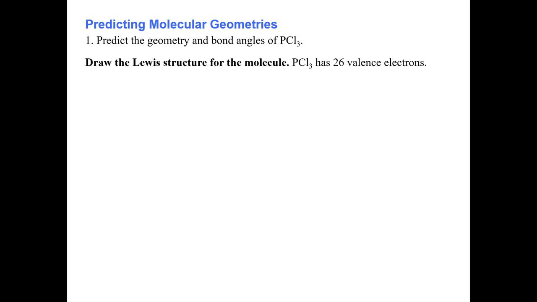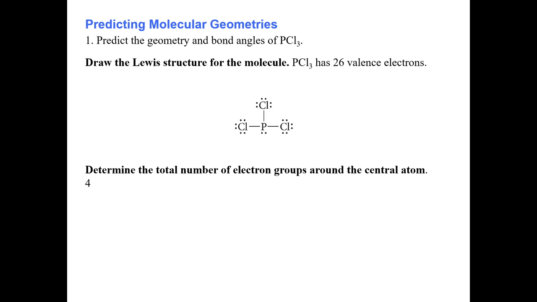Okay, so PCl3 has 26 valence electrons. This is our Lewis structure here. You can see that there are four electron groups around the central atom P. We have three bonded groups and one lone pair.